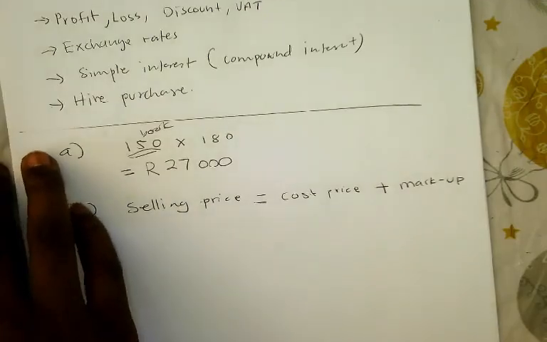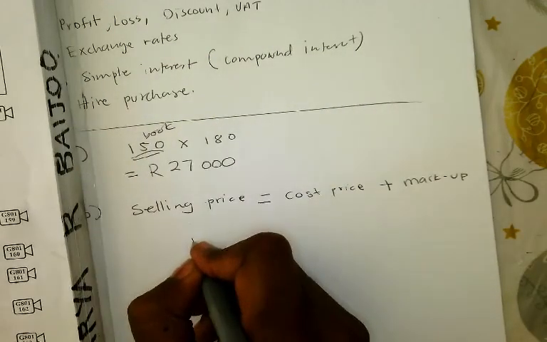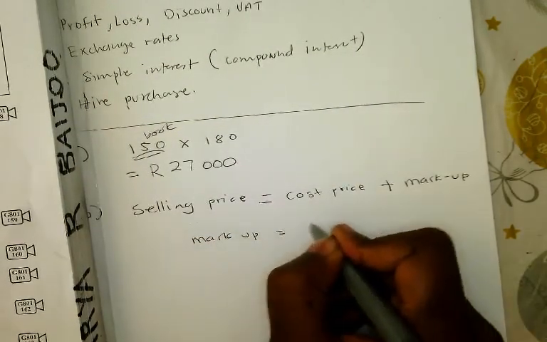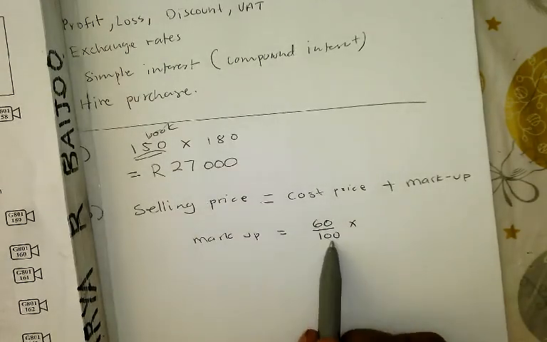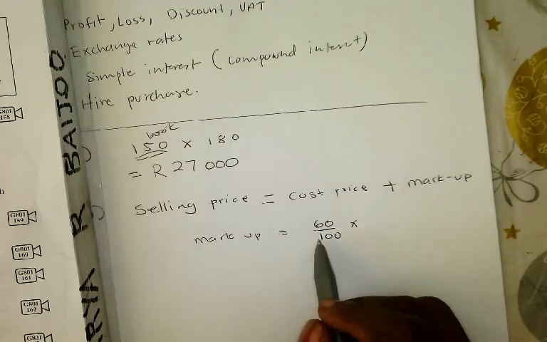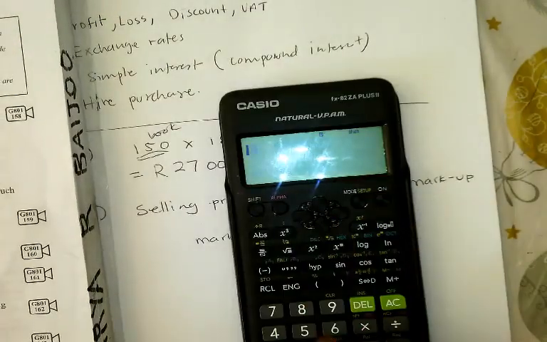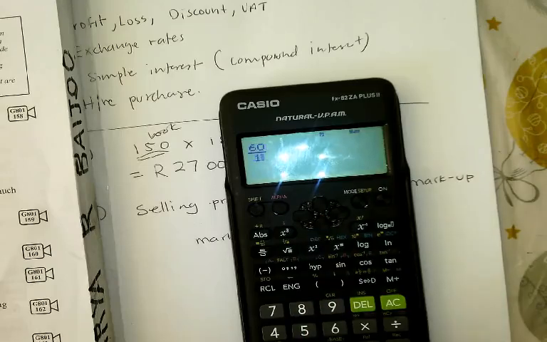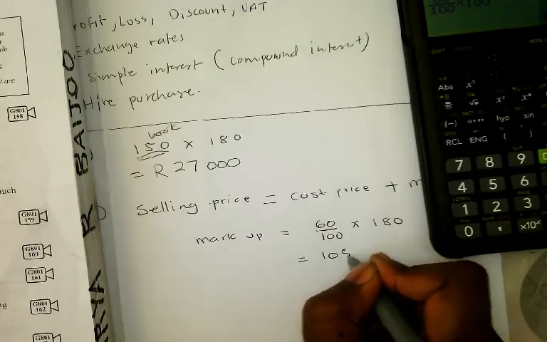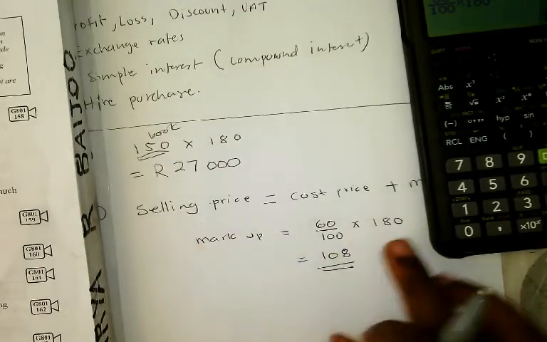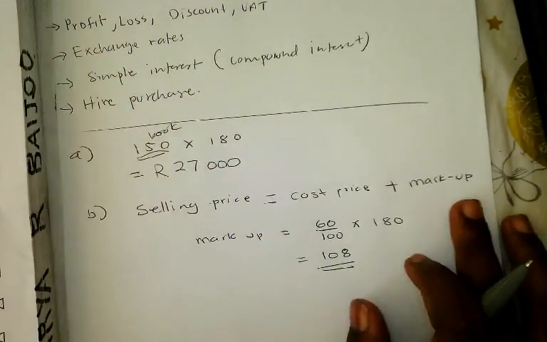The markup price, they said, is 60% more of the cost price. So I'm going to say markup will be 60 over 100. Remember, 60%, the word percent means over 100. Then I need to multiply this by 180. 60 over 100 multiplied by 180 is 108. So this is how much they're adding. This is the markup price. That's how much they're adding to the cost price to sell so that they can make what, guys?